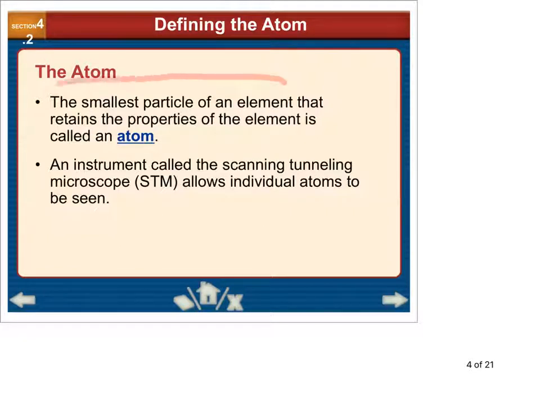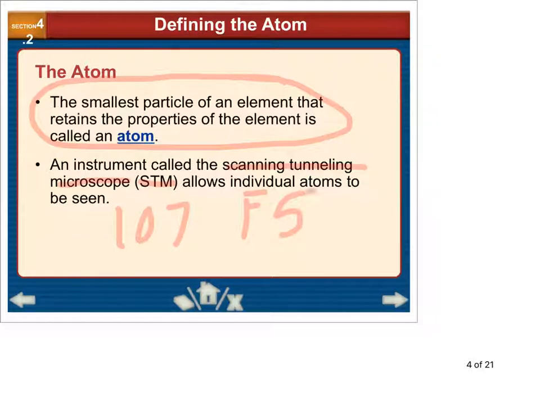Here's our definition of an atom. The smallest particle of an element that retains the properties of the element is called an atom. We have a thing called a scanning tunneling microscope, STM. This is what we can see the atoms with. It gives a nice representation of the atoms. On page 107 in your textbook, figure 5 shows a picture from a scanning tunneling microscope.